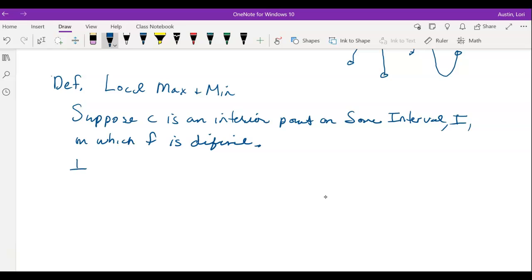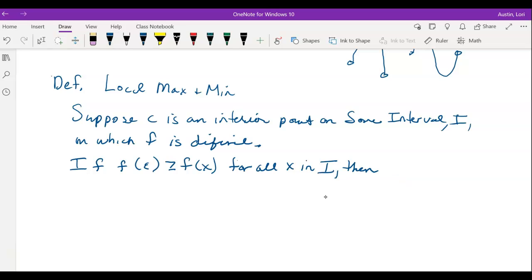If f of C is greater than or equal to f of x for all x in I, in that interval, then f of C is a local max.